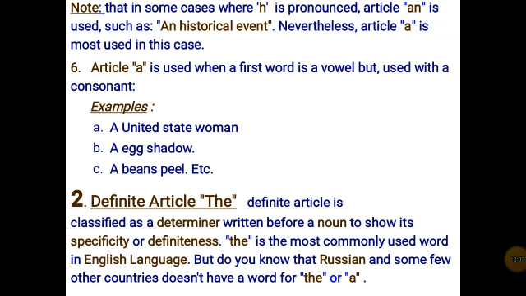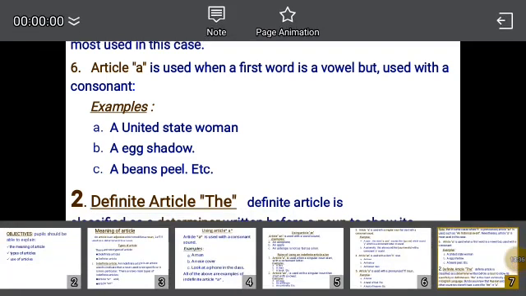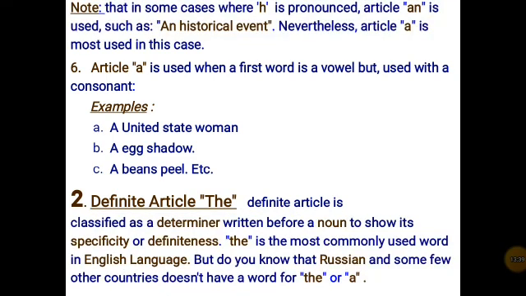The same thing applies to that last point on the previous slide, point number 5, that says article A is used with a pronounced H noun. There is a note under that, according to this next slide, saying that in some cases where H is pronounced, though, article an is what is used instead of article A. So therefore we can have an exception, such as an historical event. Nevertheless, article A is most used in this case.